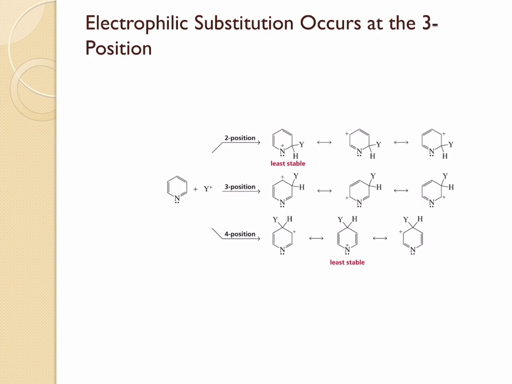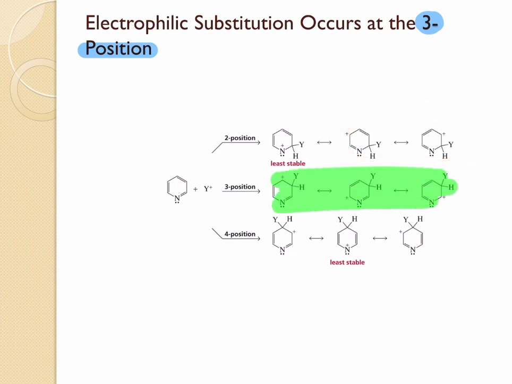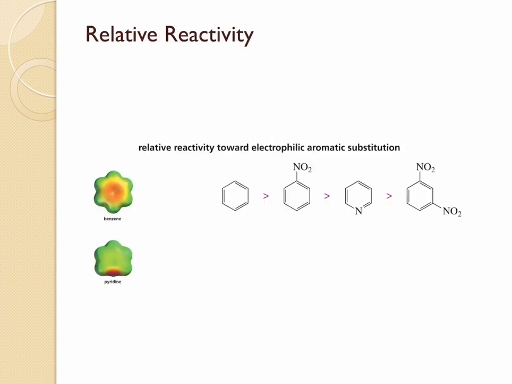Now, why should electrophilic aromatic substitution in pyridine happen at the third position? When you look at the second and the fourth position, you can see that an unstable intermediate is formed. For example, these two nitrogens right here have an incomplete octet, because of which in the 2 position as well as in the 4th position, there are only 2 relatively stable resonance contributors. But in the 3rd position, we have 3 stable resonance contributors, because of which the substitution happens at the 3rd position.